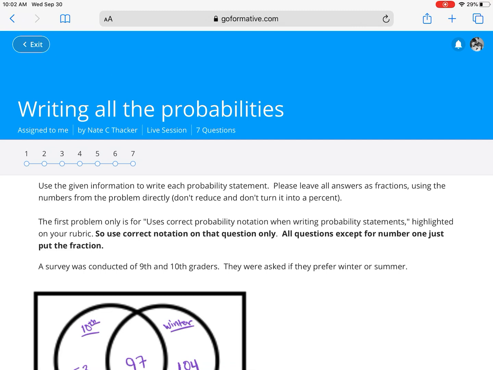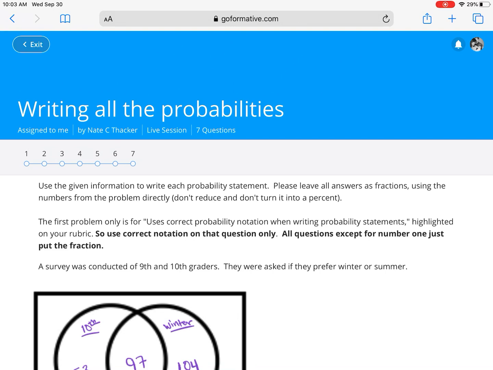The first problem only is for uses correct probability notation when writing probability statements, highlighted on your rubric. So use correct notation on that question only. All questions except for number 1, just put the fraction. So I hope everybody read that part. Number 1, you got to use the correct probability notation. All the other ones, just putting a fraction, so no words, no notation at all on the other ones, okay?